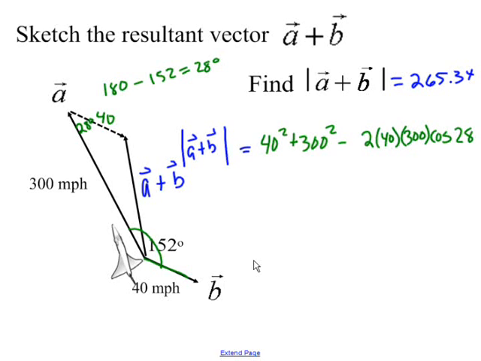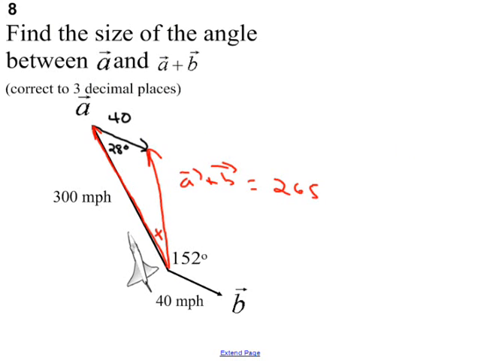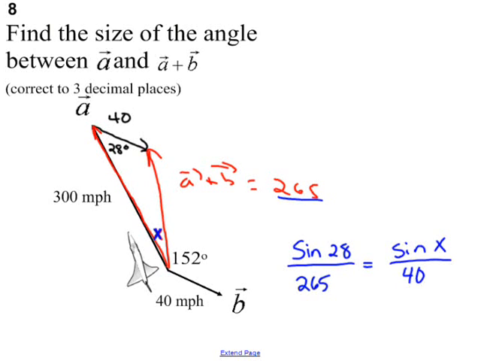All right, now the last question they're going to ask us is to find the angle between vector A and vector A plus B. So you can see that's that little angle right in there. We know that this resultant vector we just found was 265, so I'm going to leave that there. And I'm just going to set up law of sines. So I have sine of my angle, which was 28. Again, I wouldn't just use 265 here, I'd go back and use my calculator. And then I don't know what that little x is, but I'm going to go figure it out because I know opposite x is 40.